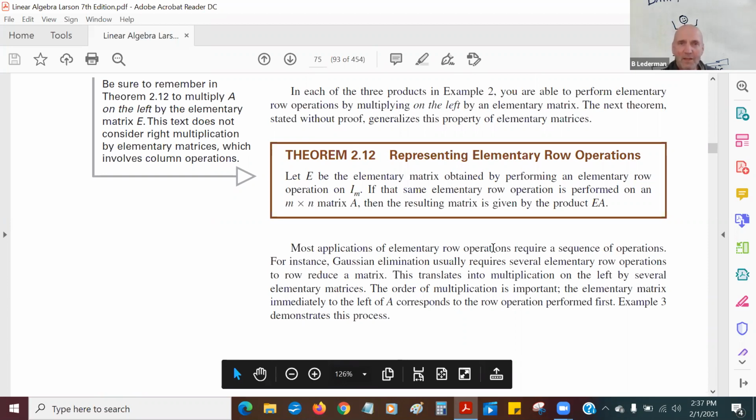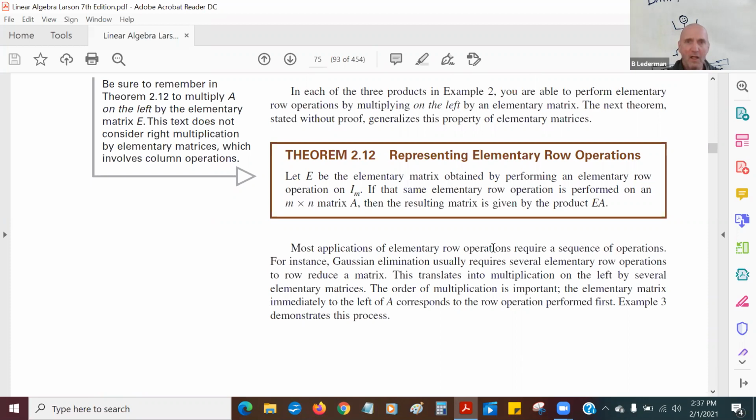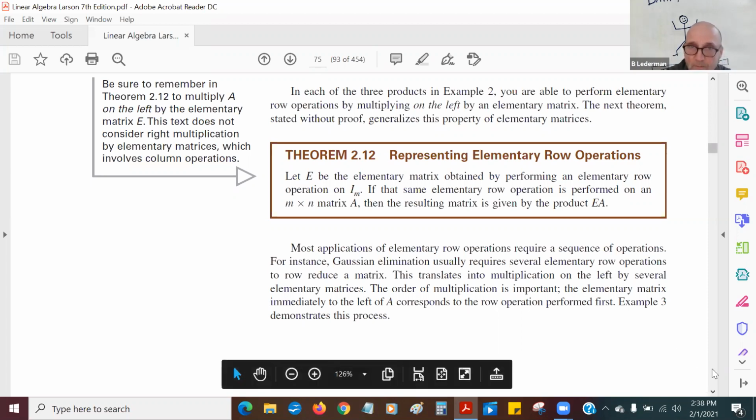Okay, so here's the theorem. Let E be the elementary matrix obtained by performing an elementary row operation on I_m. If that same elementary row operation is performed on an m by n matrix A, the resulting matrix is given by the product EA. In other words, this is just summarizing what I've been saying this whole time: whatever was done to create the elementary matrix, that's what the elementary matrix will do when it multiplies another matrix.